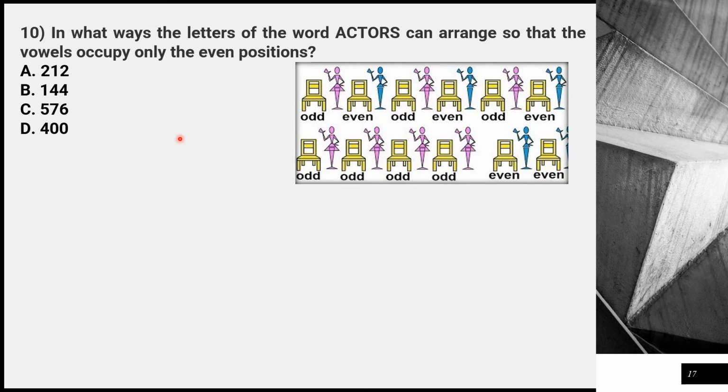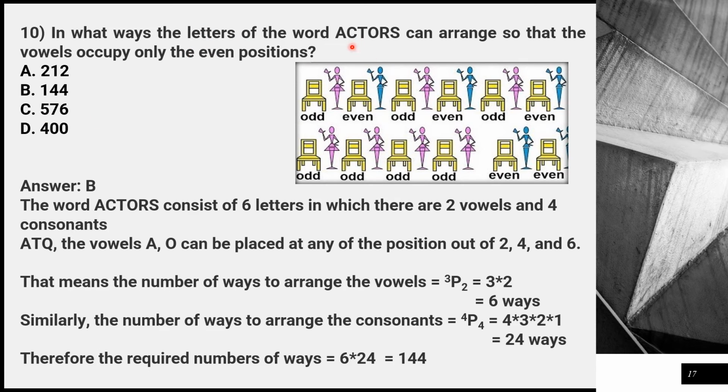So the next question is similar to the previous one. In what ways can the letters of the word ACTORS be arranged so that the vowels occupy only the even positions? In the previous one they asked about the odd positions, right? Here they are asking about the even positions. At first, ACTORS contains 6 letters, right? How many vowels are there? Here also they are asking to place vowels. A and O, only 2 vowels. But even positions are 3.